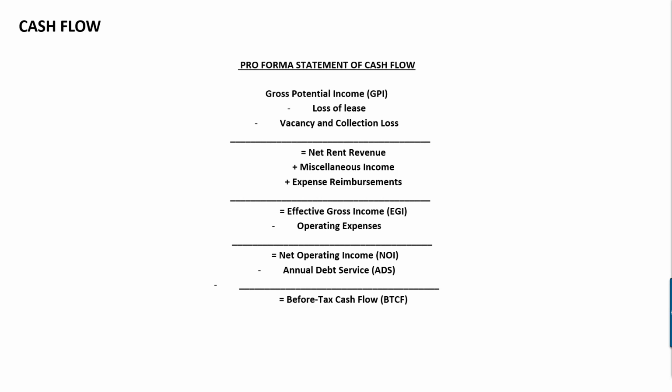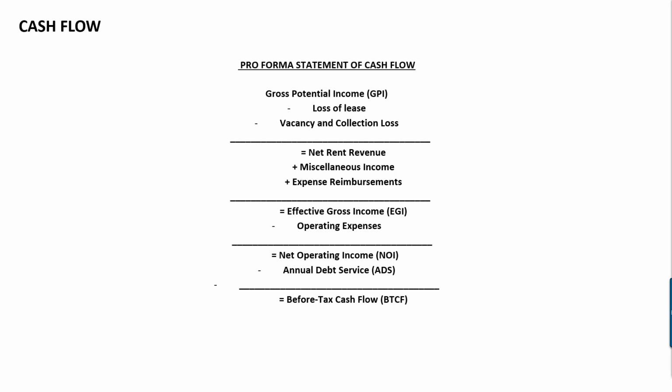Vacancy, everybody knows what that is. And then here we have our net revenue. Self-explanatory: income, miscellaneous, effective gross income, operating expenses. Capital expenditures are not a part of operating expenses. So fixing the roof, fixing the pavement, the parking lot, putting in a new gate, that's not considered an expense when it comes to operating the apartment.